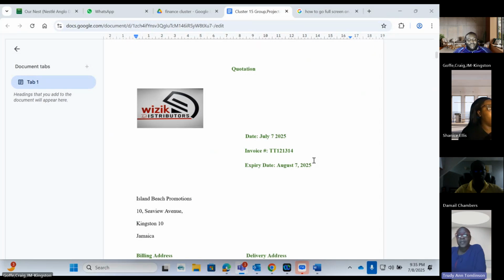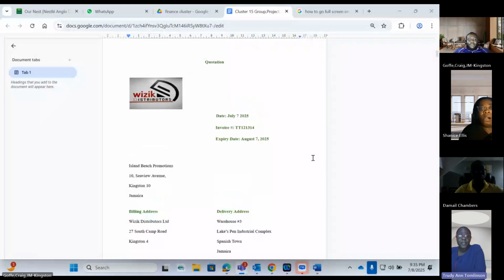A quotation document is a formal document that is provided by a supplier or vendor that outlines a detailed estimate of costs for goods or services, helping buyers compare prices, assess value, and make informed purchasing decisions. Elements that are commonly included in the quotation documents are description of goods or services, quantity, unit price, total cost, terms and conditions, as well as delivery details.